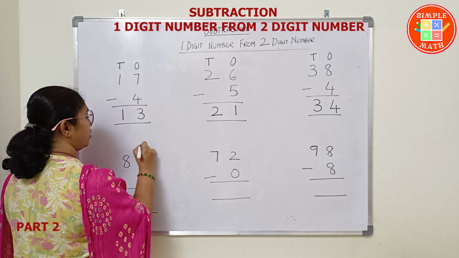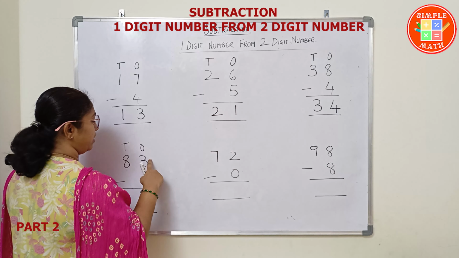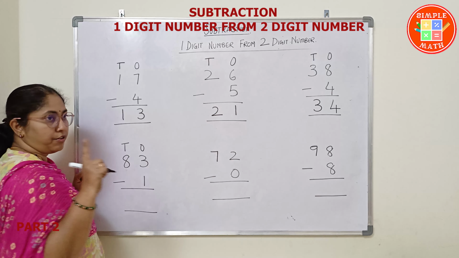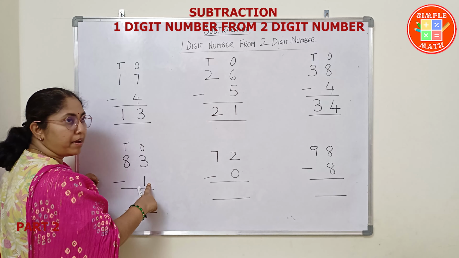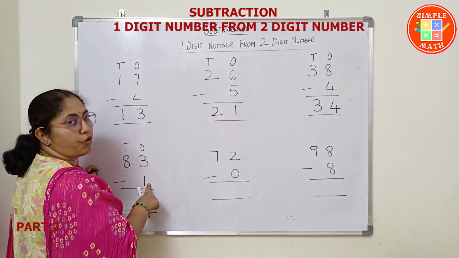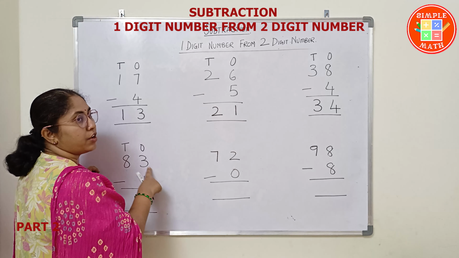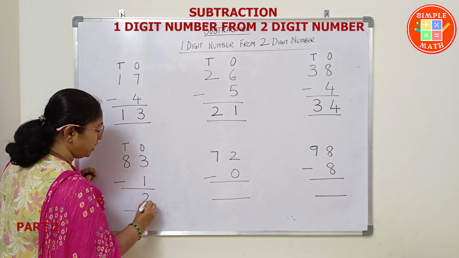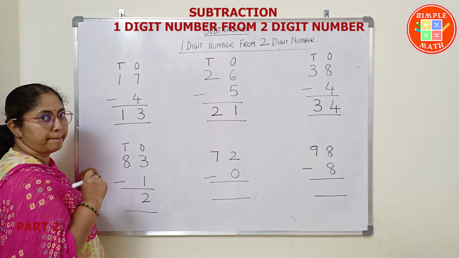Now mark the ones column and tens column. What are the numbers we have here? 3 minus 1. One other rule: when you subtract 1 from any number, you get the before number. So when you subtract 1 from 3, what is the before number of 3? The before number of 3 is 2.